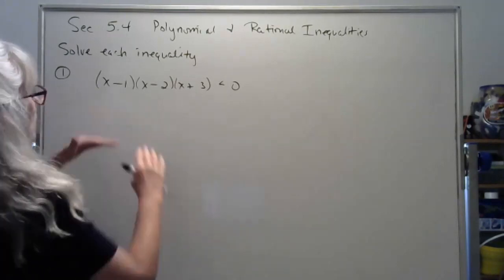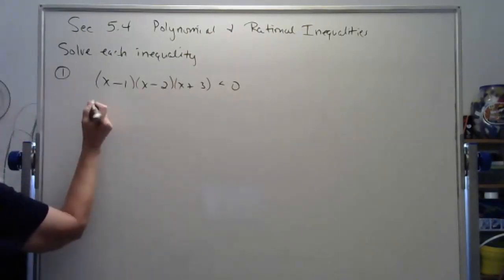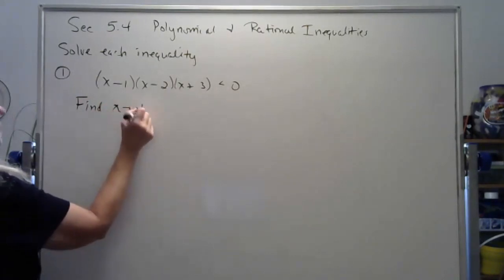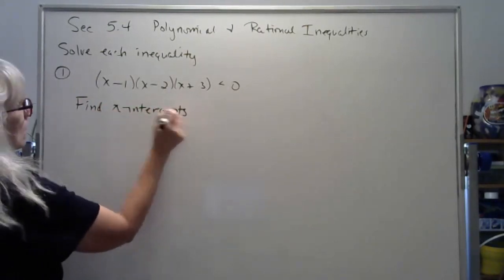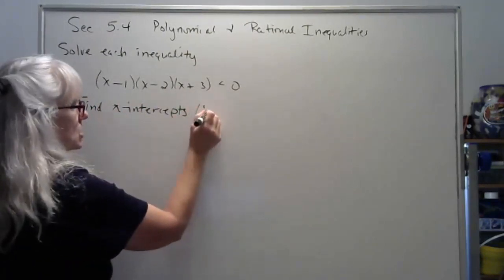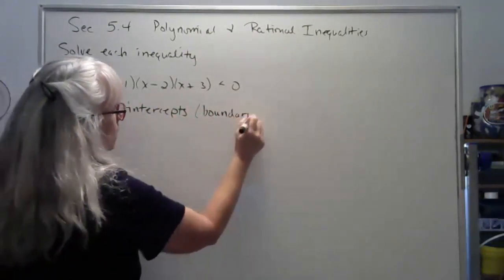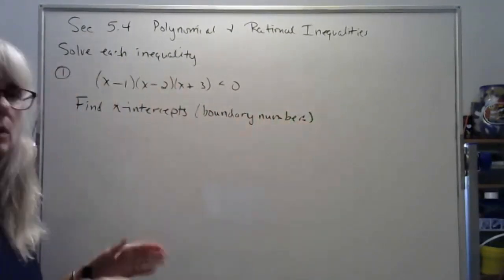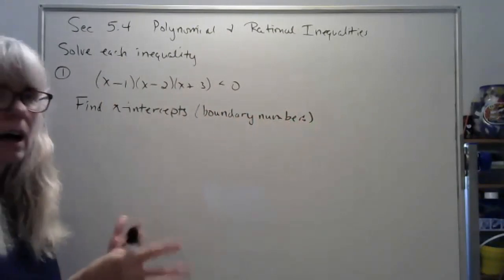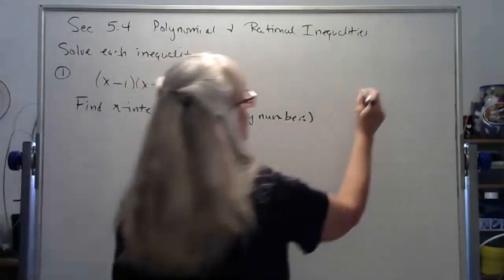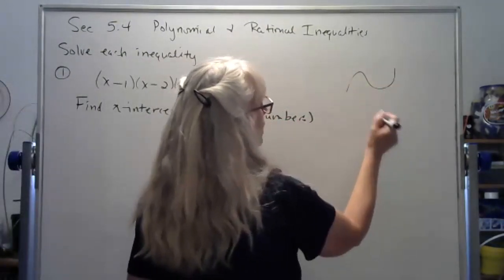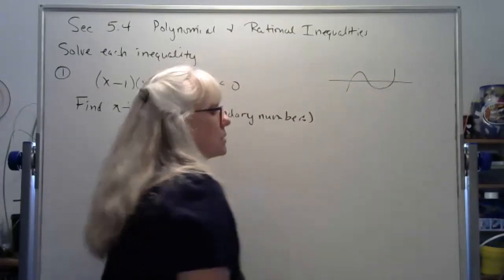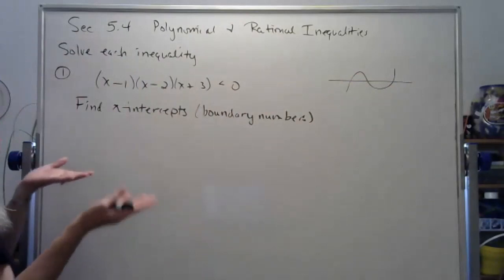We're going to start off the same way we would have if I just asked you to graph this thing. So the first thing we're going to do is find the x-intercepts, which we're going to call in this section the boundary numbers, or critical values. They're the places where the graph is going to change signs. That should make sense. If you think about those polynomial graphs that we had last week, at the x-intercepts is where stuff is changing from positives to negatives or negatives to positives. So that's why here they make sense in terms of needing them.